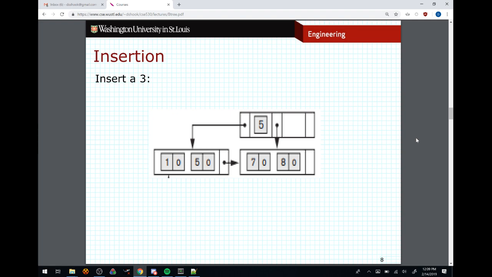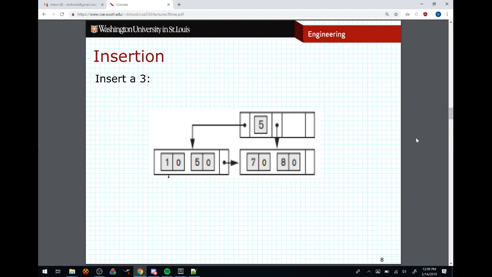So 1 and 3 goes over here. Actually, I don't want to erase that yet. And this node's just going to have a 5 in it by itself. But I'm not done yet. You can see that my pointers are still messed up. This node's not attached to anything yet.